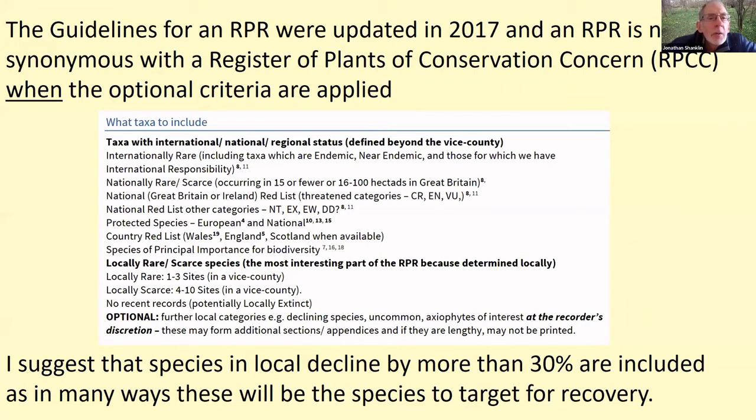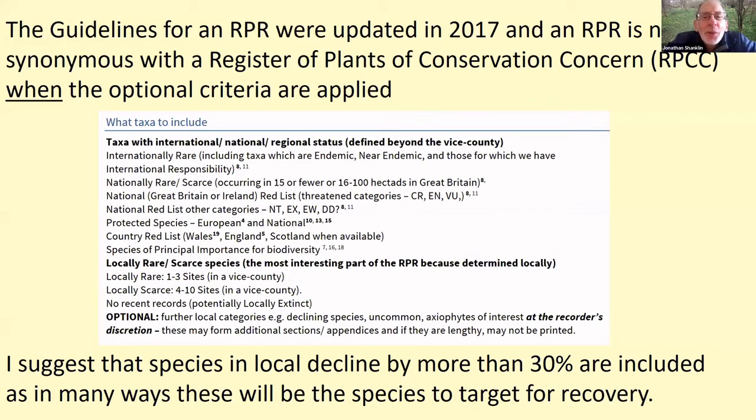And some of these things are quite surprising, even in the sort of the international class at the top of this list, those for which we have international responsibility. And that can include quite apparently common species, such as Hyacinthoides non-scripta, the common bluebell of England, at least.